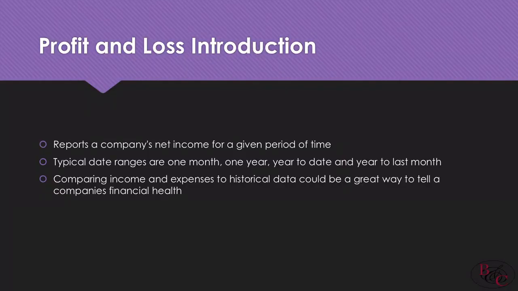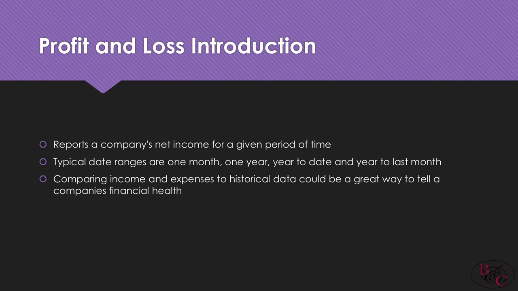So an introduction to the profit and loss. A profit and loss reports a company's net income for a given period of time. So we can run a profit and loss for all time, for this year, for this month, or just for yesterday. It all depends on what data you need from the report. Our typical date ranges are 1 month, 1 year, year to date, and year to last month.